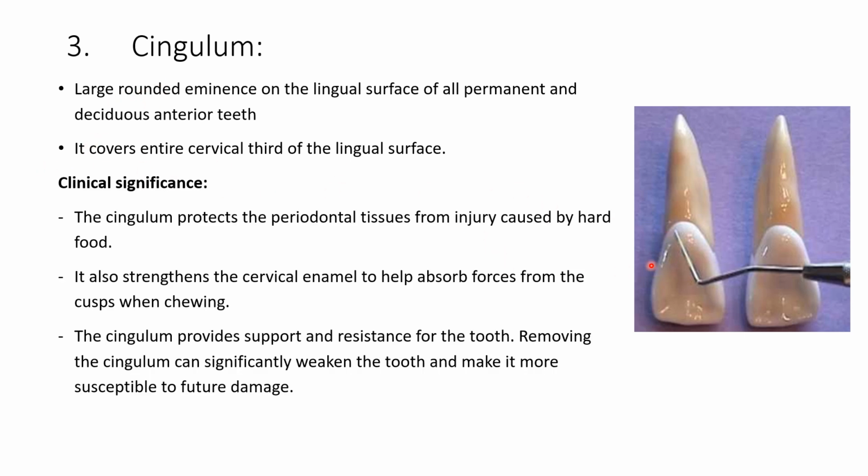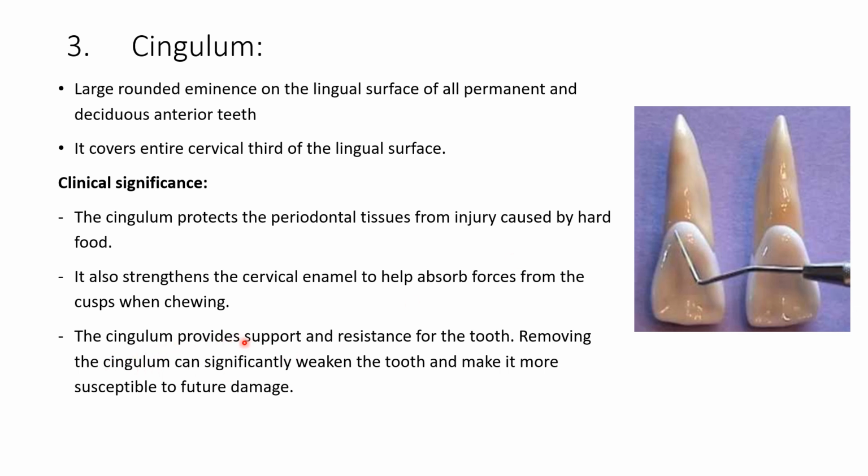What is the clinical significance of the cingulum? The cingulum protects the periodontal tissue from injury caused by hard food, because if you are chewing or cutting any hard food, the tissue is protected by the cingulum. It protects the periodontal ligament beneath the cervical area. It also strengthens the cervical enamel and helps absorb the forces from the cusp when chewing. So when chewing, it protects against forces being transmitted, or a fracture of the enamel.